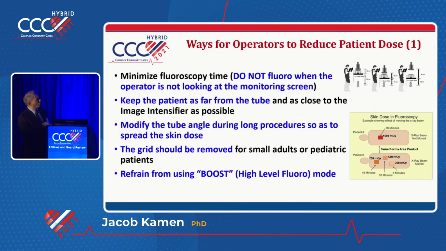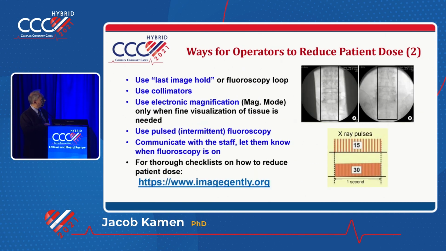How do you reduce the patient dose? You minimize the fluoroscopy time, right? Keep the patient as far from the tube, modify the tube angle if possible. Grids should be removed if possible. Refrain from boost. Do not use boost. Use last image hold if possible. Collimator, electronic modification, pulse fluoroscopy.